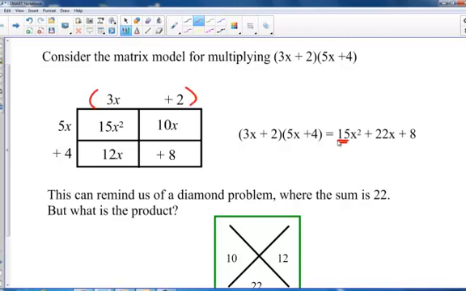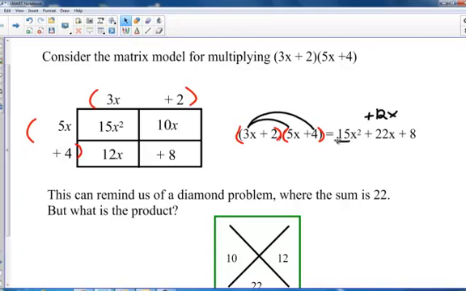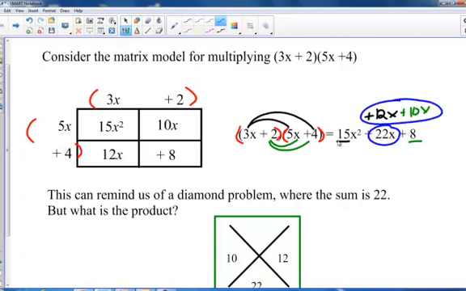So this is 3x plus 2 times 5x plus 4. If you FOIL this out, let me erase, you get your 15x squared plus your 12x plus your 10x plus your 8. So essentially, this 22x is the same thing as those two numbers broken down.